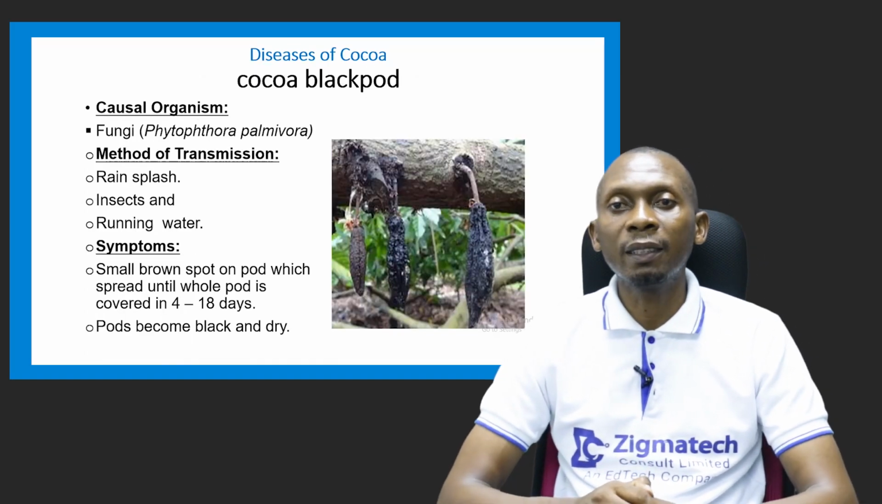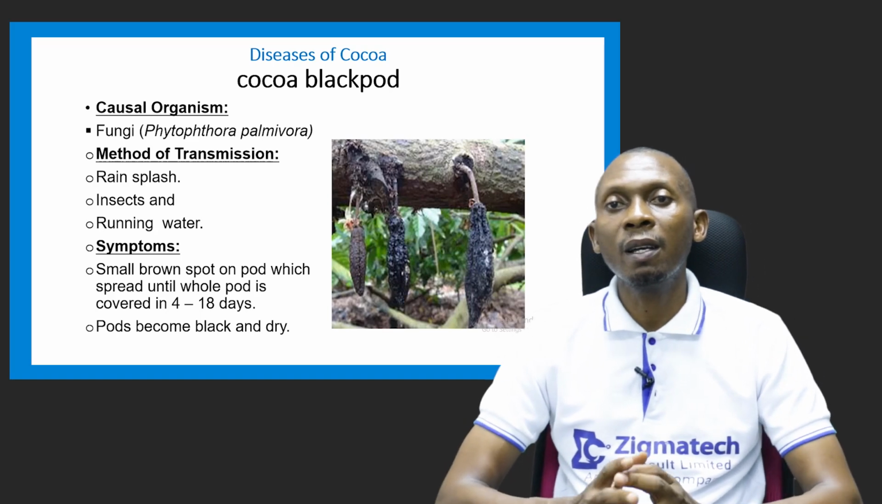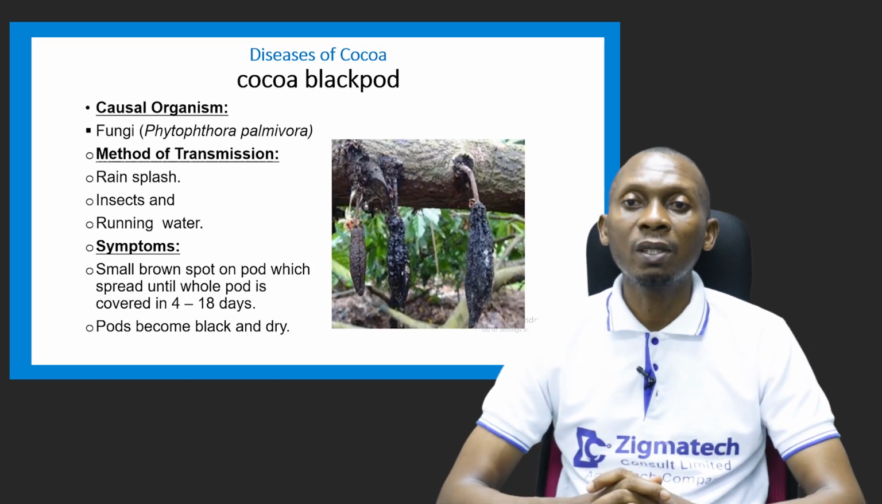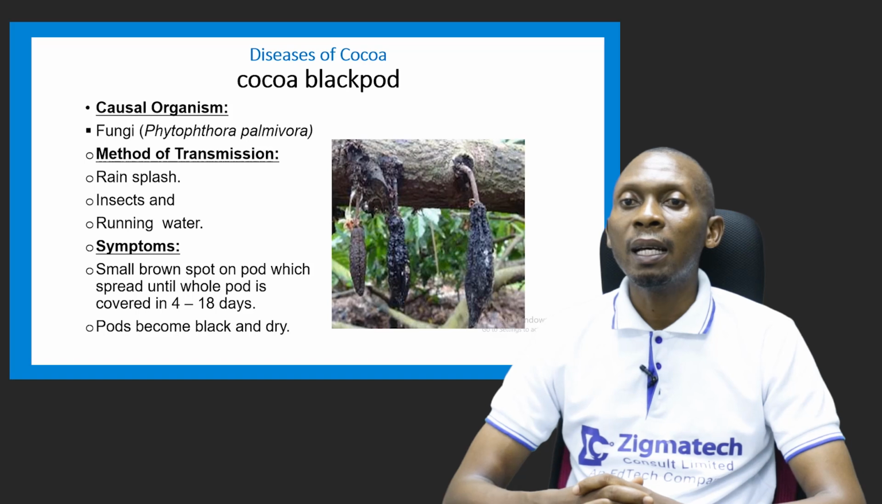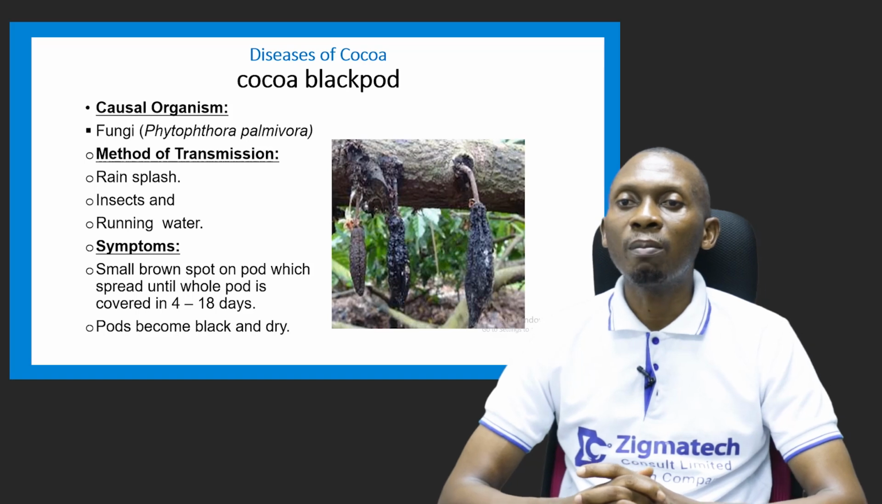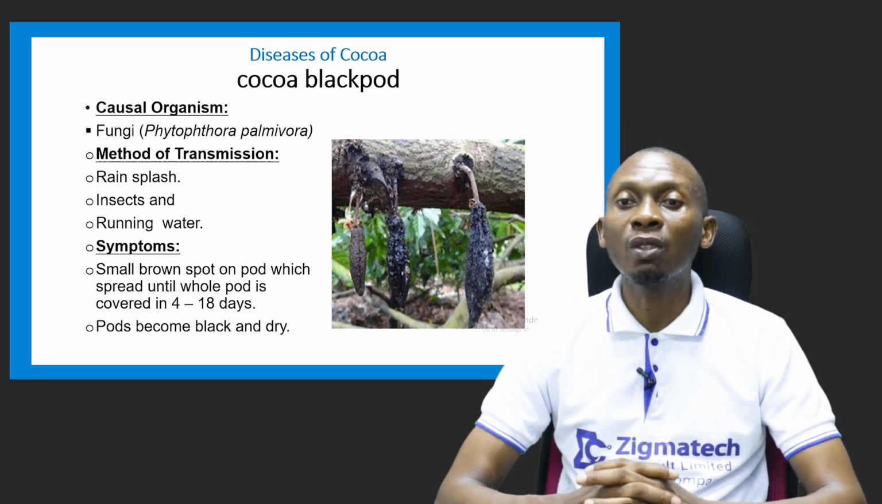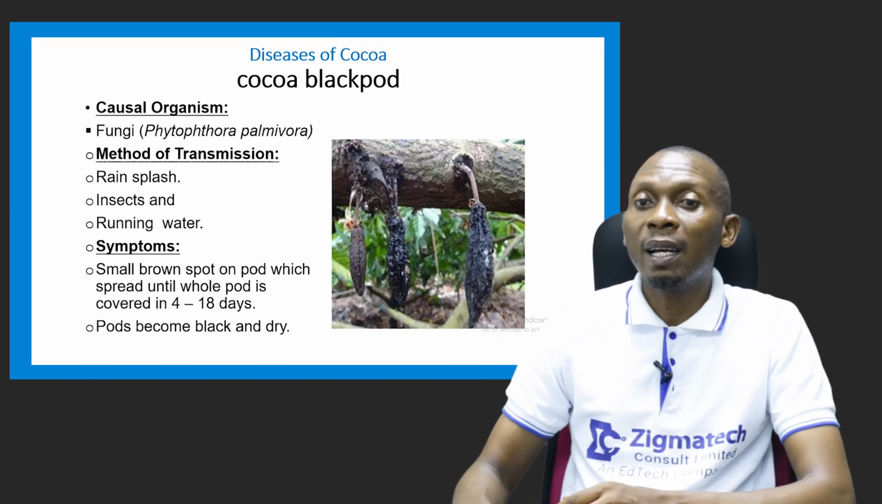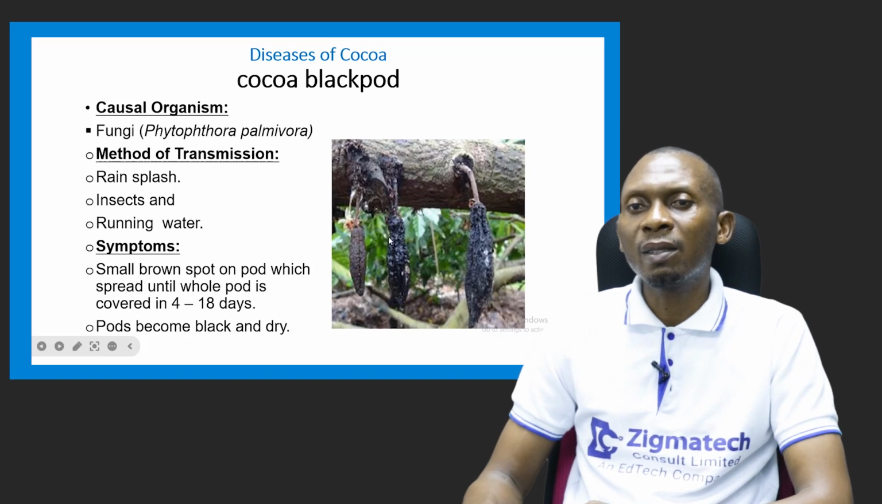Cocoa black pod disease is a fungal disease caused by the fungus Phytophthora palmivora, and you can see it's transmitted through rain splash as well as insects and running water. The symptoms here are small brown spots on the pod which spread until the whole pod is covered in 4 to 18 days. So you can see the symptoms. The pods are small and it's spreading with this discoloration. The pods become black and dry, and this spreads until the whole pod is black and dry in 4 to 18 days.